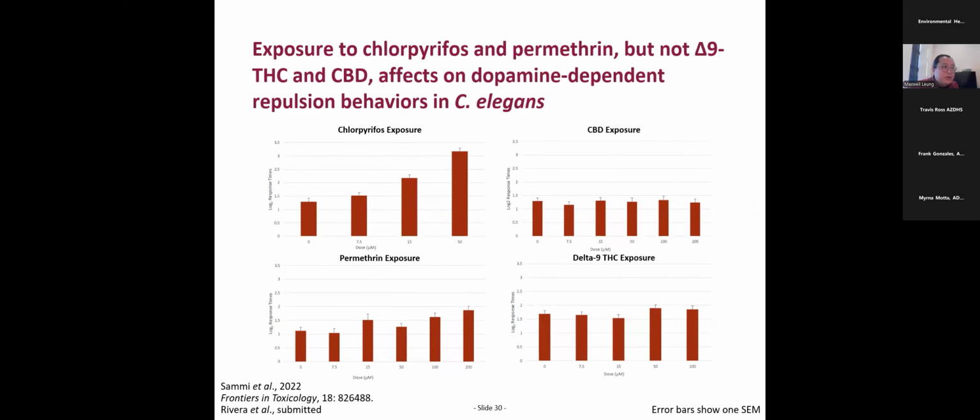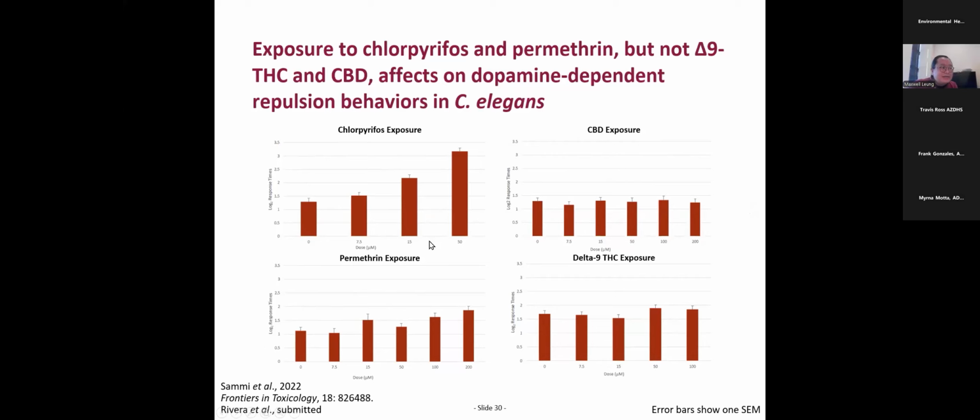Next, what we do is test the C. elegans model that I just showed in the previous slide, the alternative animal model, with four chemicals: chlorpyrifos, an organophosphate, and permethrin, a pyrethroid. Both of them have been reported in both legal and illegal cannabis. And then you have CBD and delta-9 THC.